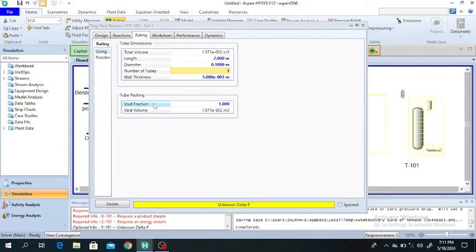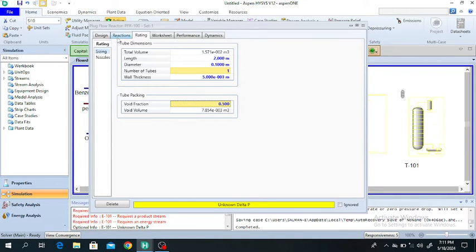So this is the void fraction. The void fraction can be obtained from the Ergun equation, and it is used for the packed bed reactor. The void fraction is nothing but the space between the catalyst particles inside the packed bed reactor. Usually the void fraction value in a packed bed reactor is 0.4, 0.5. It is given in literature, so I'm assuming 0.5.